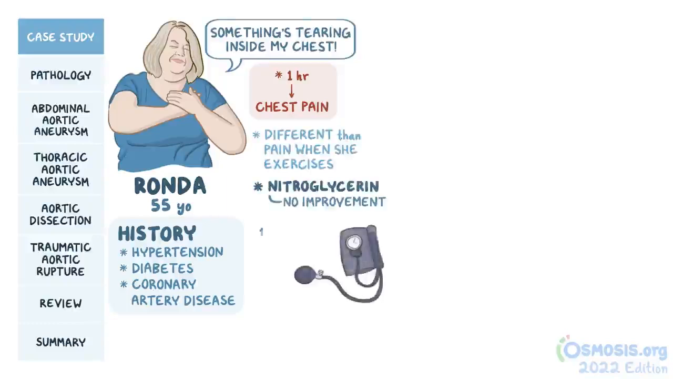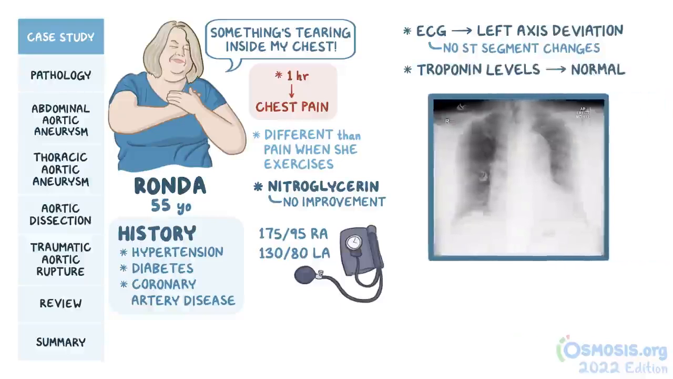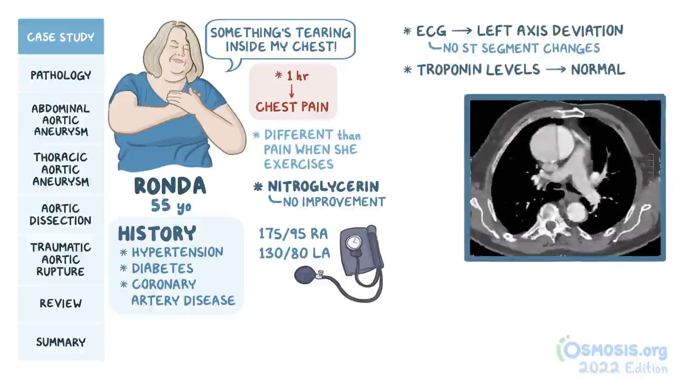Her blood pressure is 175/95 in her right arm, but 130/80 in the left arm. An ECG shows left axis deviation, but no ST segment changes. Her troponin levels are normal. This is what her chest x-ray looked like. After seeing this x-ray, a CT of the chest was performed, and this is what that looked like.